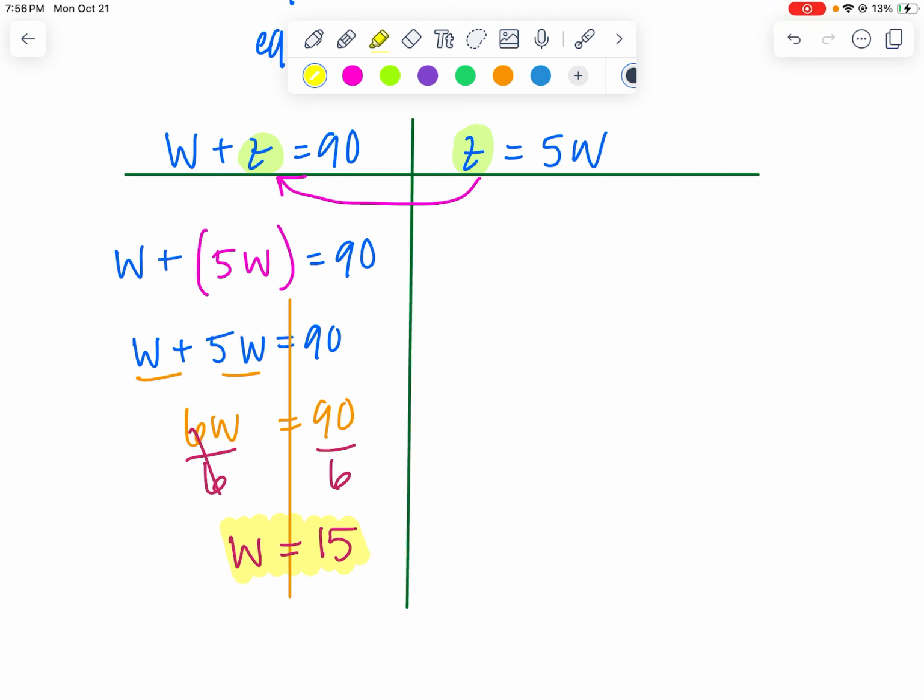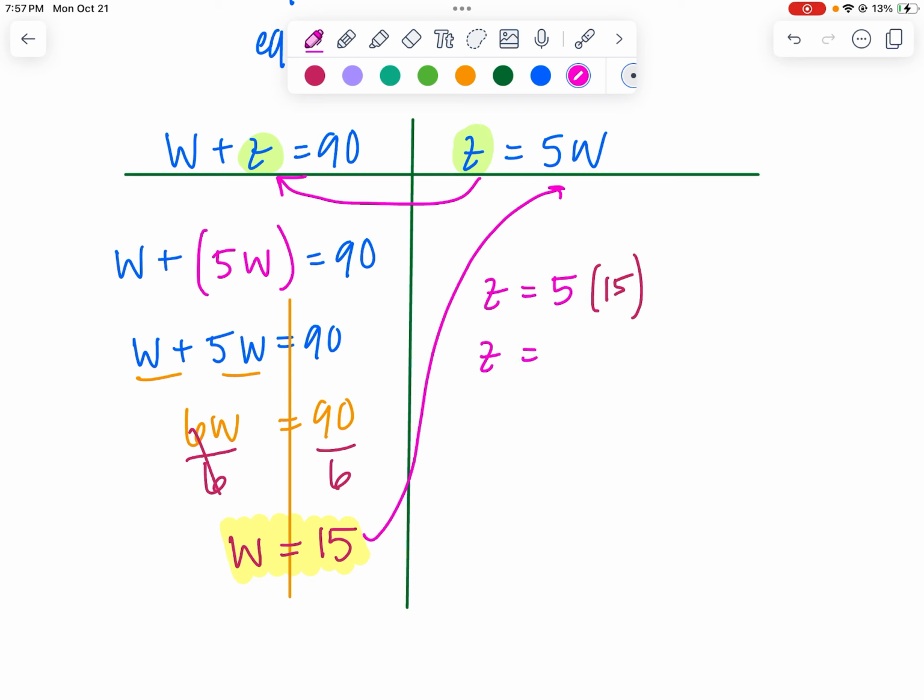Okay, so we found my W. Now the last thing is we have to find Z. So I'm going to take the 15 and substitute it wherever it says W. So I get Z is equal to 5, the W was the 15. So you're really calculating 5 times 15. And that should be 75.